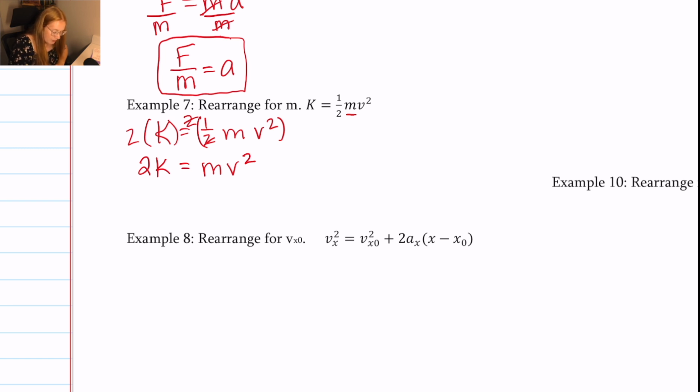Now, we actually don't need to worry about that squared because I don't need to get v by itself. I just need to get m by itself. And to do that, m is just being multiplied by v squared, so I can move it all over by dividing.